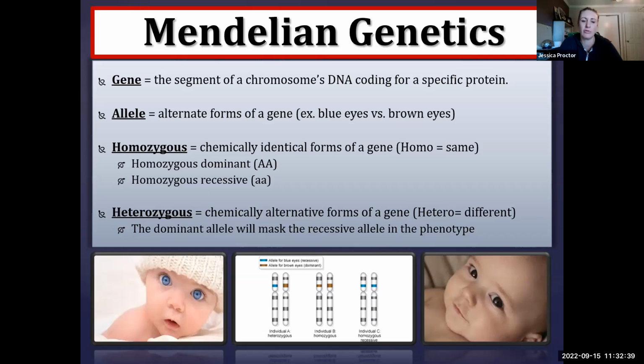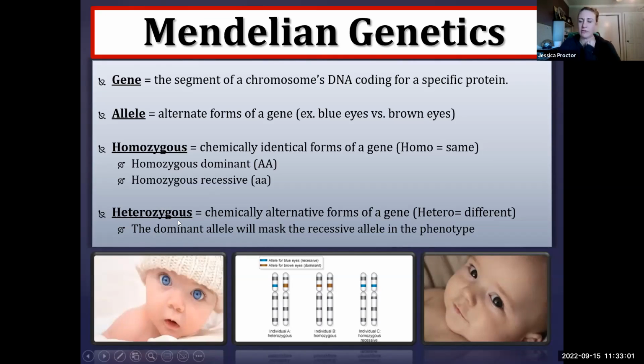Whatever trait we're looking at, two lowercase letters will always represent homozygous recessive. The only other genotype that we will look at, at least for the basic monohybrid Mendelian traits, will be heterozygous. So break that word up again. Hetero means different, and zygous means zygote.